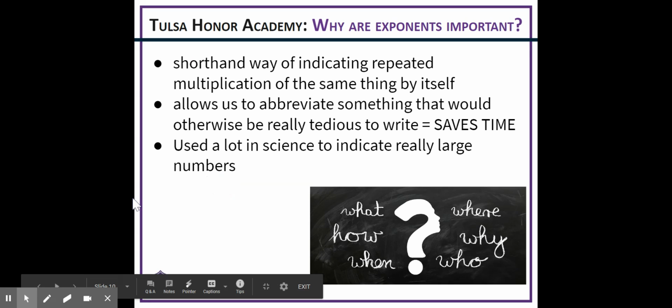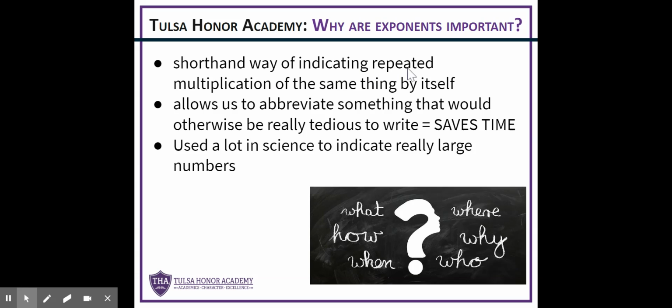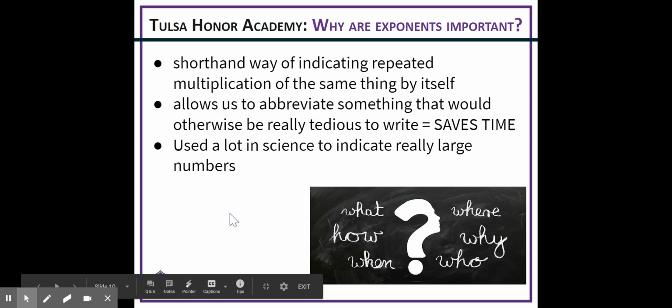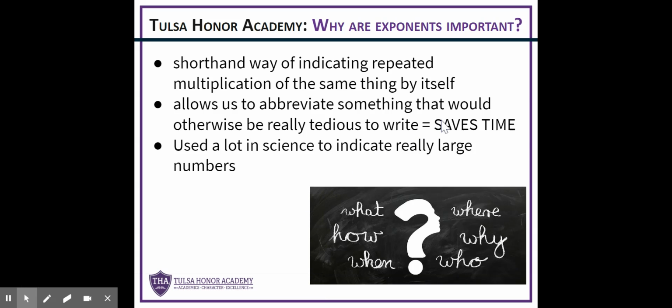So why are exponents so important? Exponents are a shorthand way of indicating repeated multiplication of the same thing by itself. So it allows us to abbreviate something that would otherwise be really tedious to write. So who wants to write 2 to the 5th as 2 times 2 times 2 until we get to 5 times? It saves you time. It's used a lot in science to indicate really large numbers.